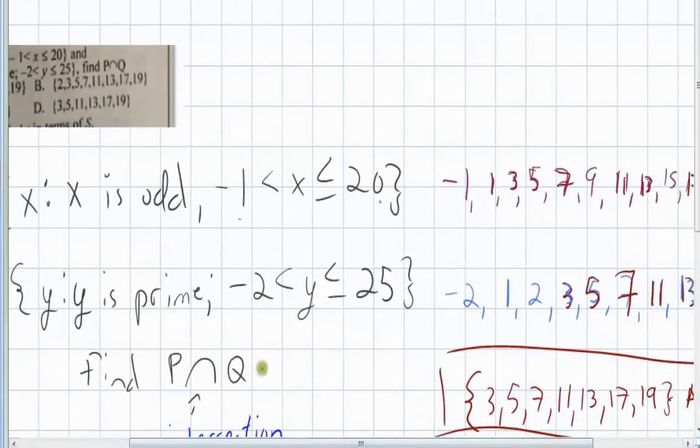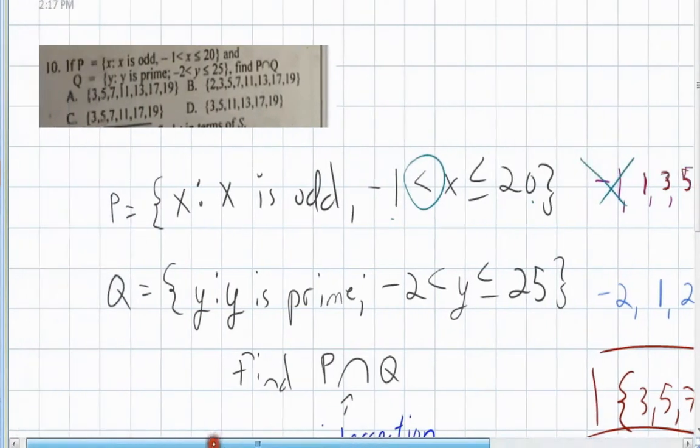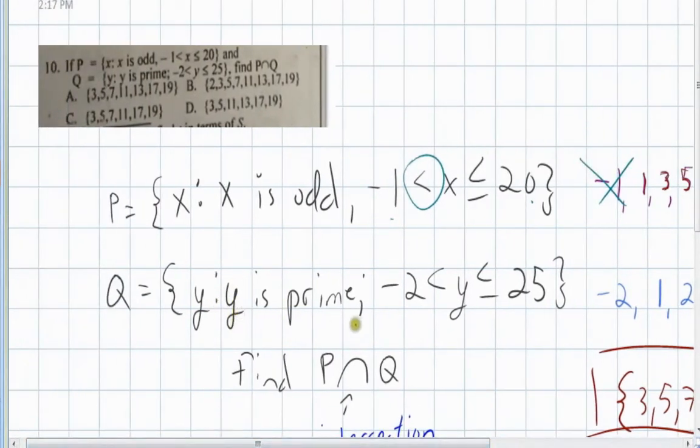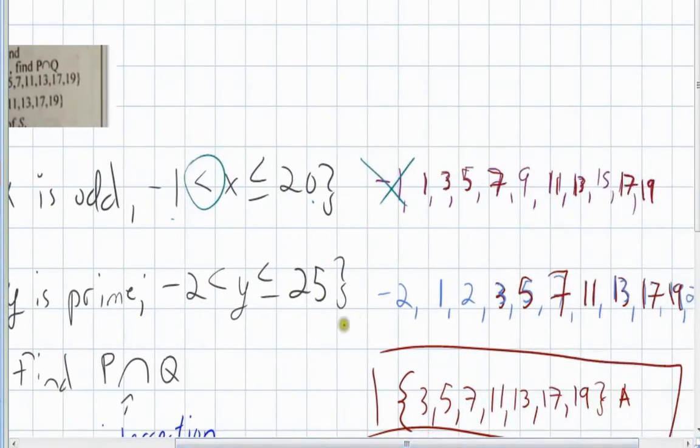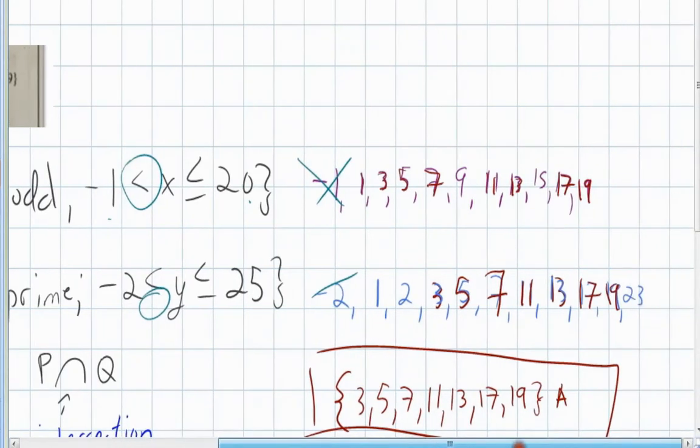Okay, and then except for negative 1, because it is not equal to. That one does not go in there. Anyway, next they said where Y is prime, anywhere between negative 2 and 25. So your options are negative 2, again, that shouldn't be in there because it's not equal to. But anyway, 1, 2, 3, 5, 7, 11, 13, 17, 19, and 23.